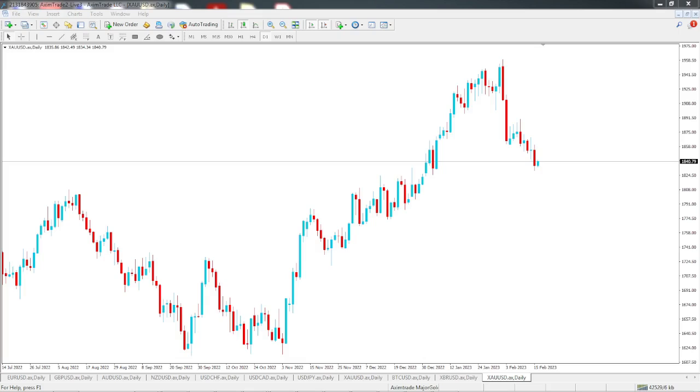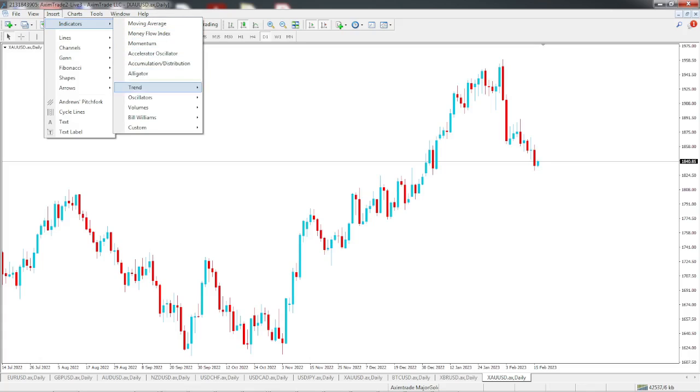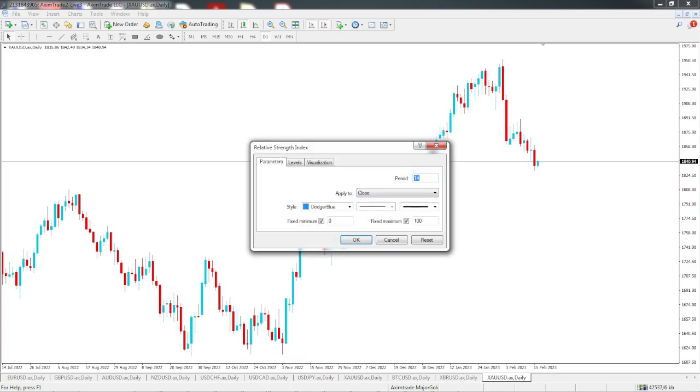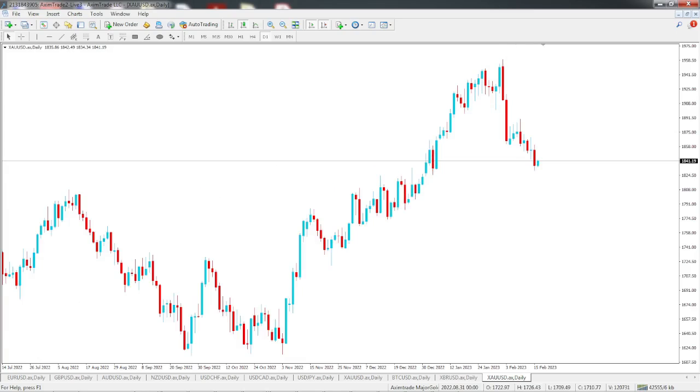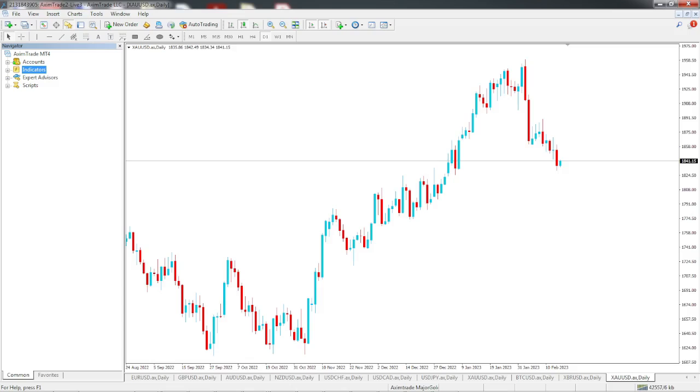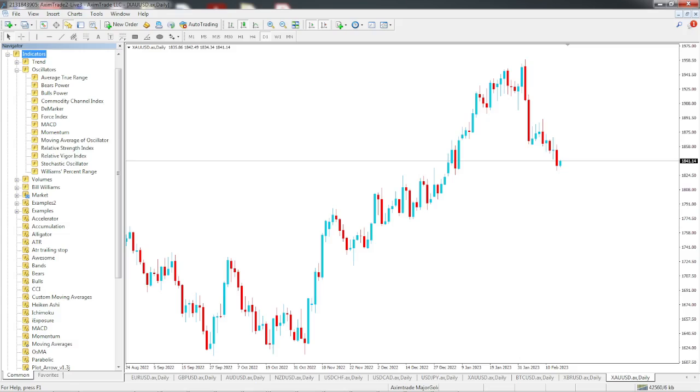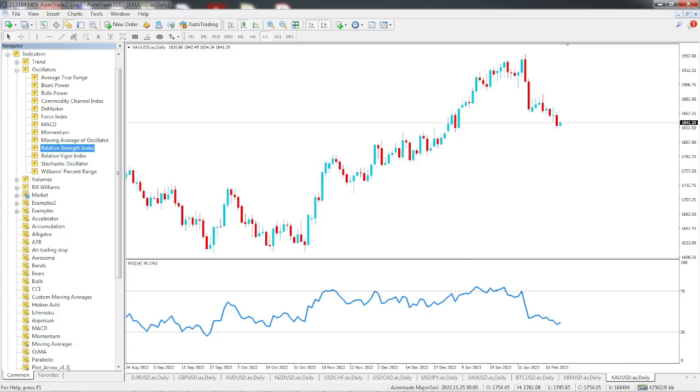To place the RSI indicator on chart, there are a few methods to do it. The first method is to go to Insert, then Indicators. Under the oscillator, select the relative strength index. The second method will be the easiest one, as you click and drop it from the navigator panel. To do that, simply go to the navigator panel, Indicators. Under the oscillator, click the relative strength index, drag and drop it on chart.